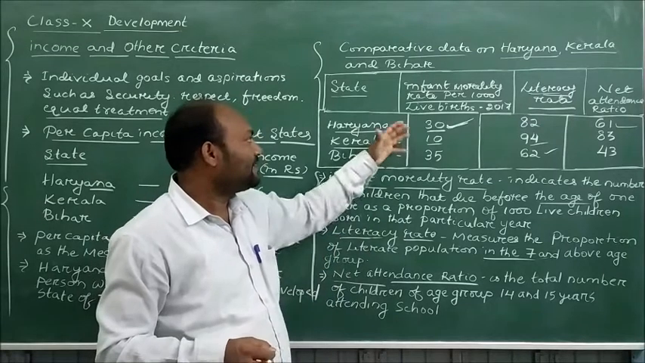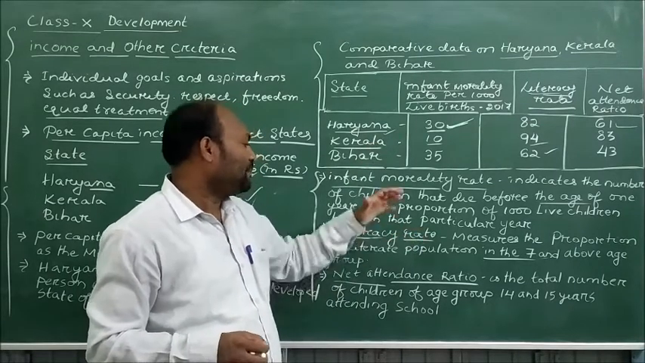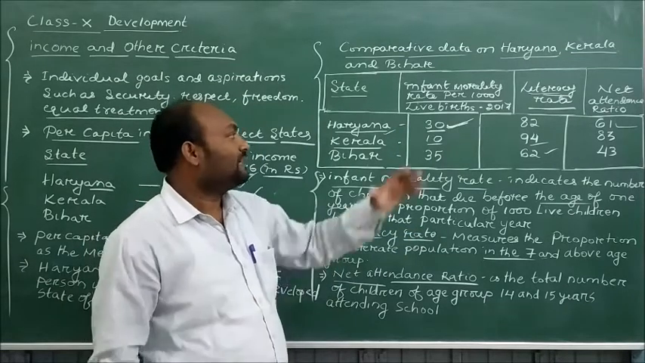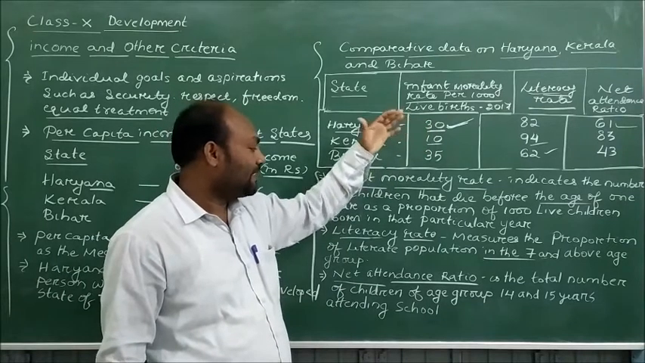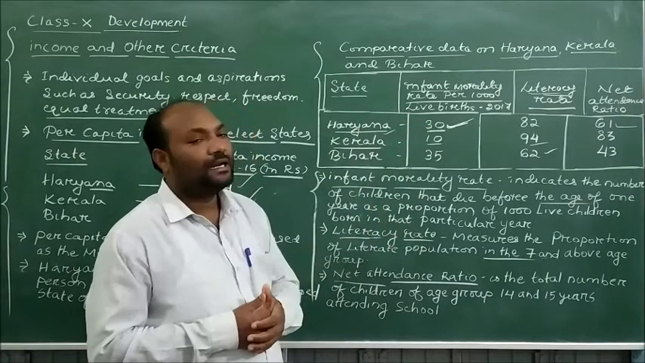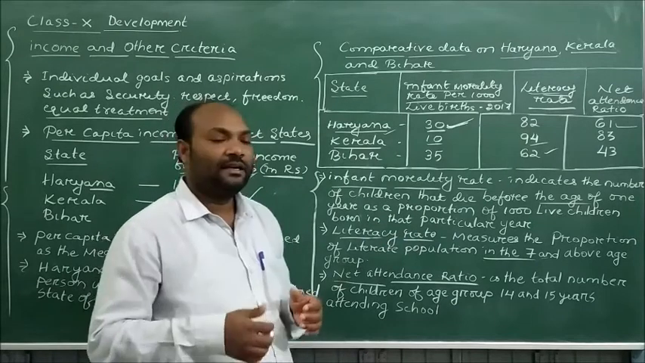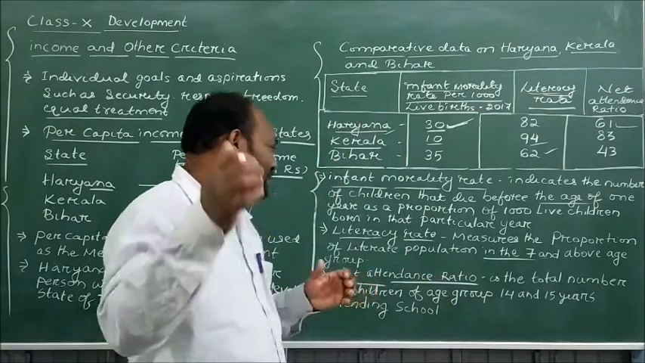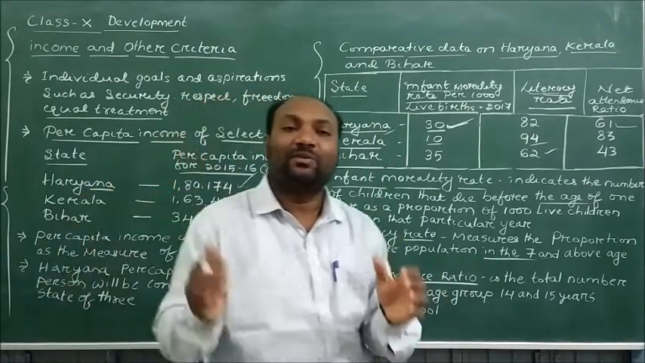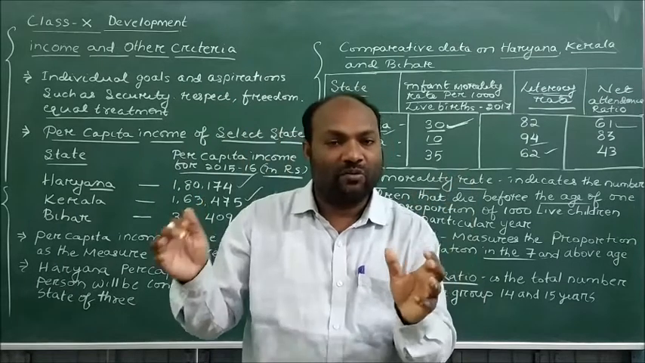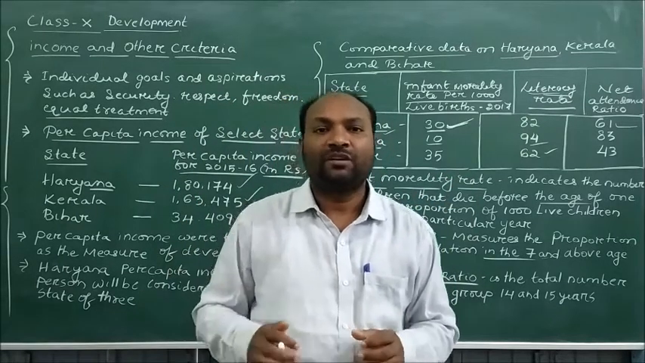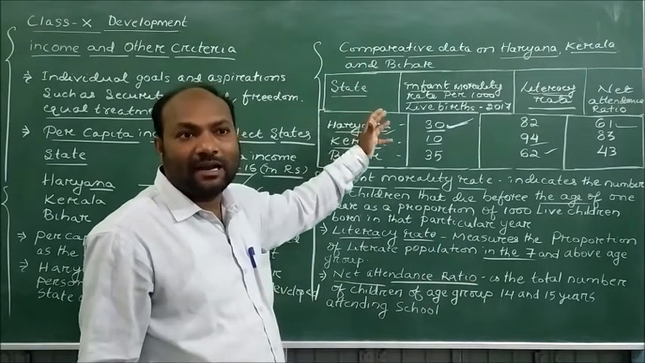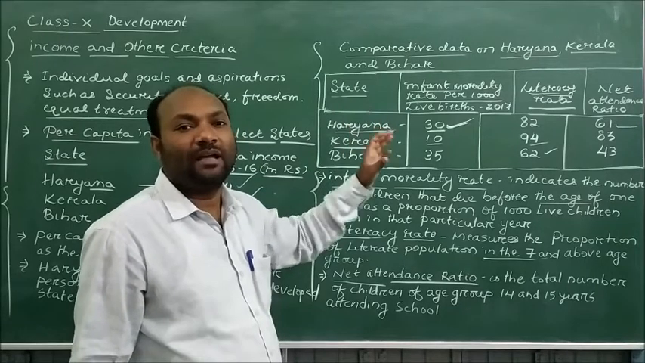And here the literacy rate is indicating the proportion of literate people who are living in the states. And the net attendance ratio refers to the total number of children in the age group of 14 to 15, and how many children are attending school per year. That ratio we are analyzing here. So students, according to these three criteria, let us analyze each state one by one.